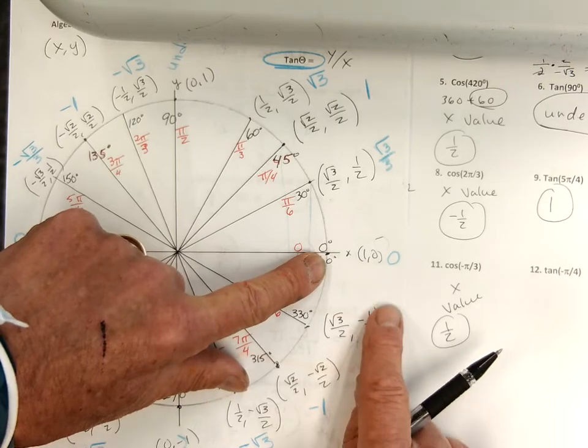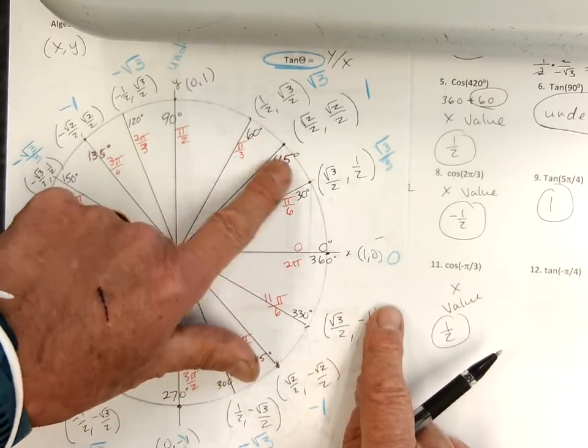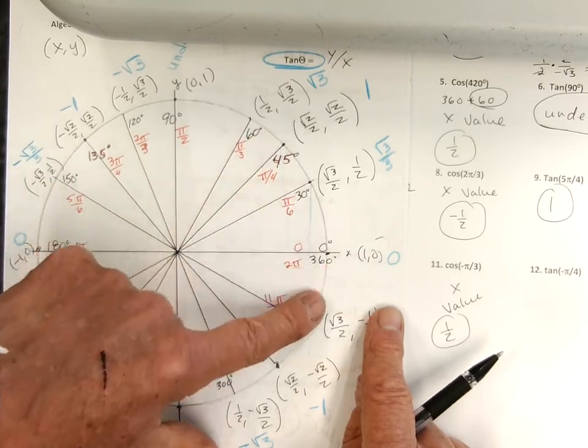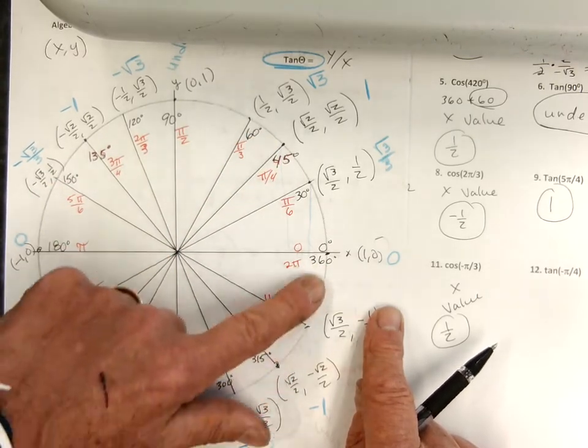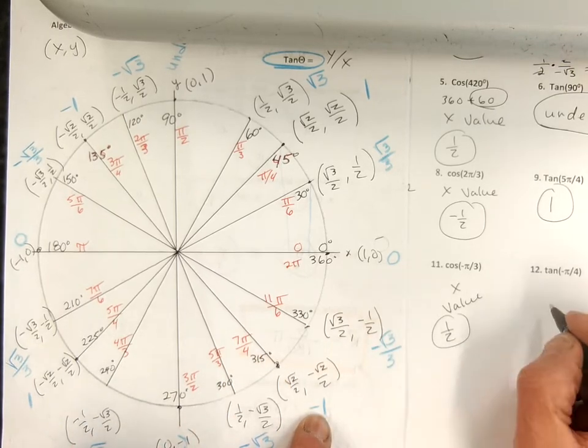Okay? Tangent of negative pi fourths, one of my blue values. Regular pi fourths is here, but I want a negative, so I rotate backwards. I go negative angles, so I'll rotate to here. Negative pi fourths is at 7 pi fourths. And the tangent value, which is in blue, is negative 1.